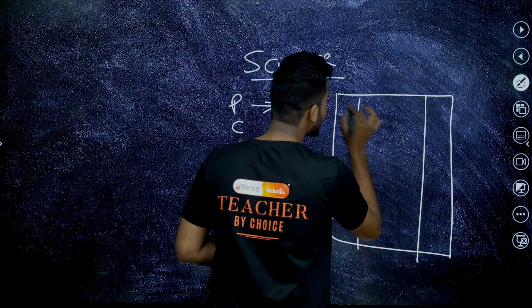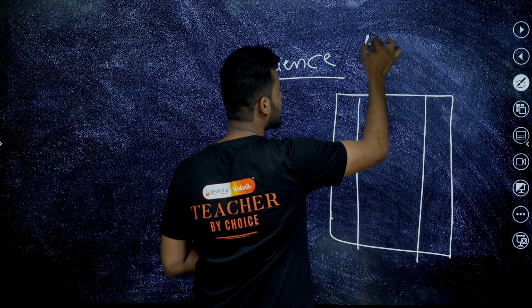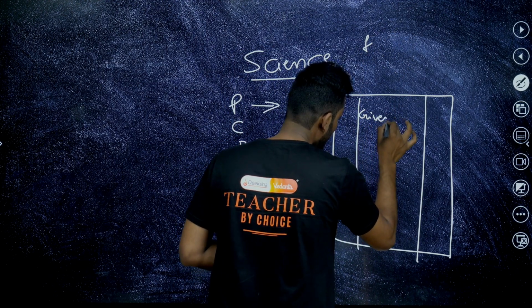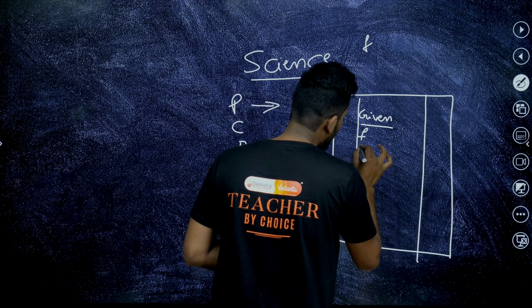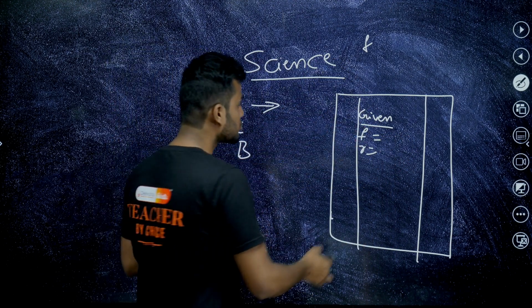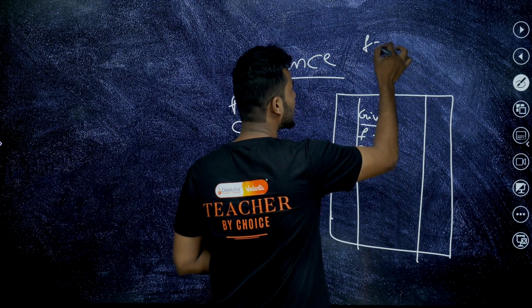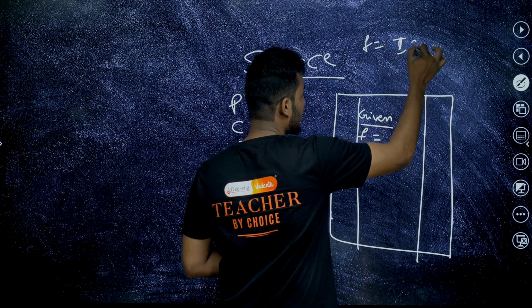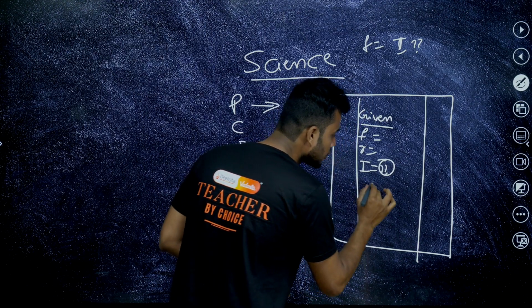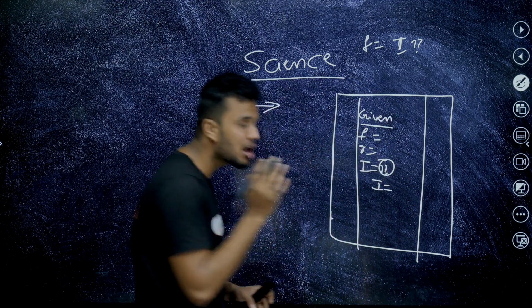Then start. For example, any problem they give with focal length, start here, write given, and the F value, R value, whatever values are there. You need to write the values and also what you need to calculate. For example, if they ask for current I, here you need to mention I. Then, as the first step, you need to mention the relevant formulae.